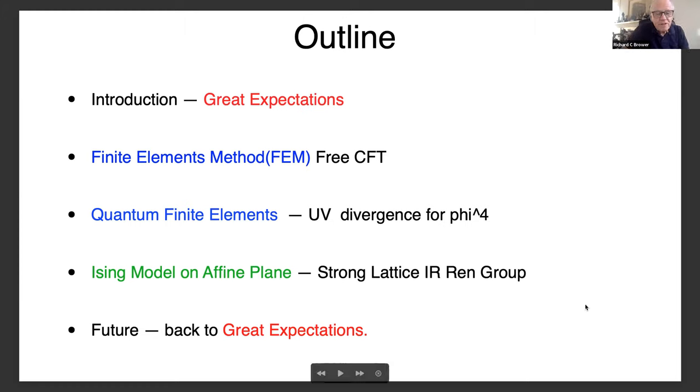The fact that we can do it in some special cases, and the special cases will not be surprisingly phi^4 theory and the Ising model, the standard tests of new ideas. So that's the general outline.